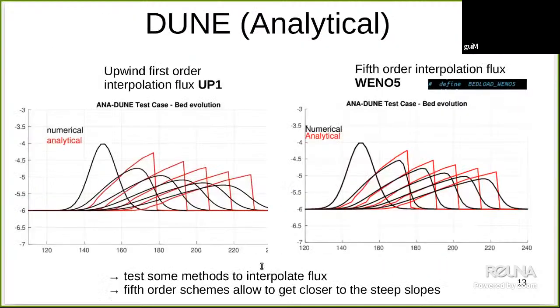Sorry for the bug. Okay, that's the result. In black solid line, we have the numerical solution, and in red the analytical solution. As I said, we have a steep slope for the analytical solution from Marieux. Here, the point is to see what differences we get if we use first order flux interpolation like UP1, or fifth order flux interpolation called WENO 5.